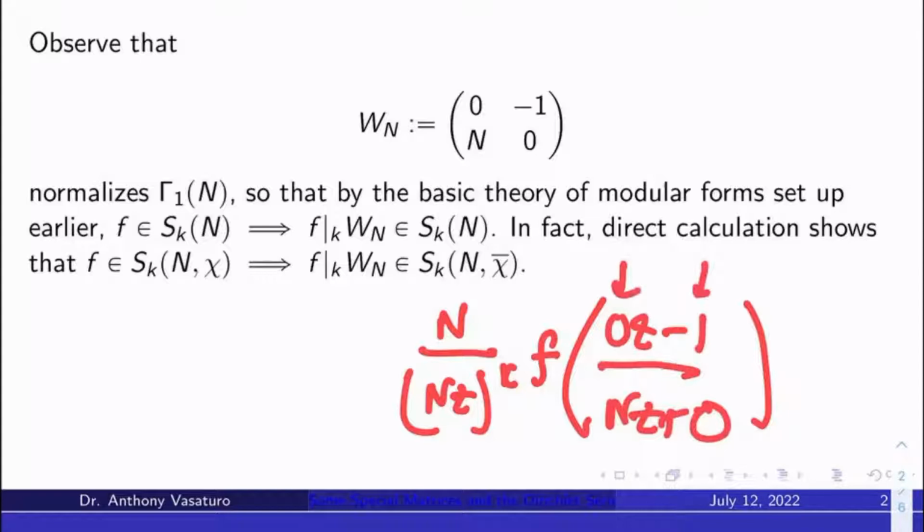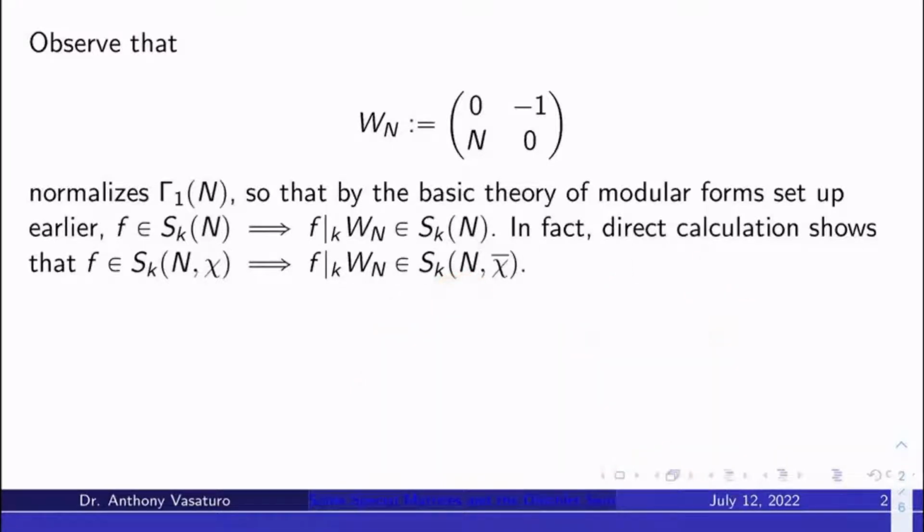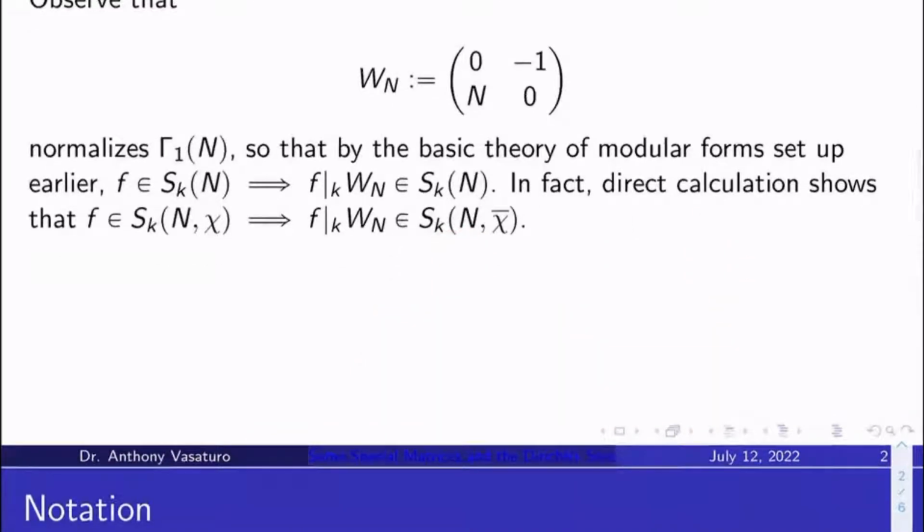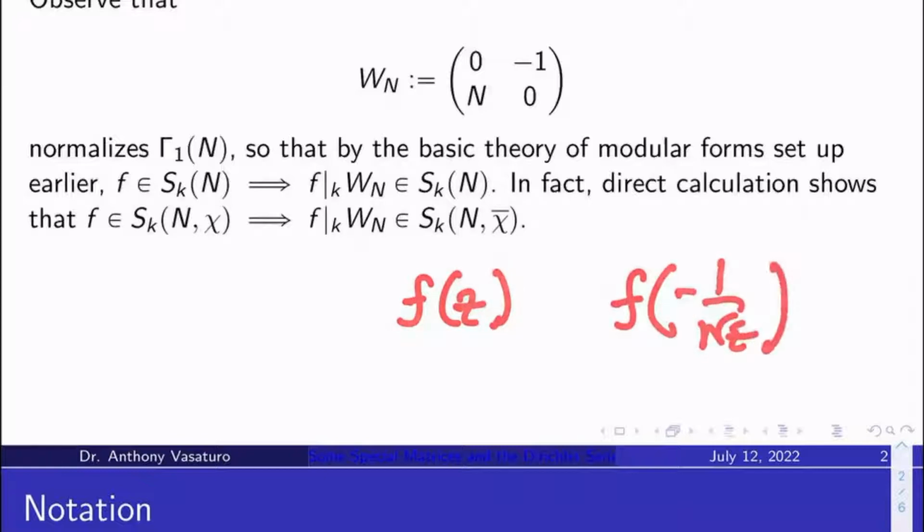So here are the entries of my matrix. So this is basically like f of -1 over nz times some scaling factor. Okay. In fact, you can do better. A direct, easy calculation shows that if f is a weight k cusp form of level n and character chi, then f bar sub k W n is a weight k cusp form of level n and character chi bar. Okay, and that's even more specific information than I gave you here. So basically we're trying to relate f of z, if f is a weight k cusp form of level n, and f of -1 over nz for some positive integer n.